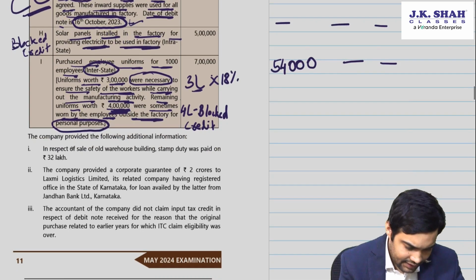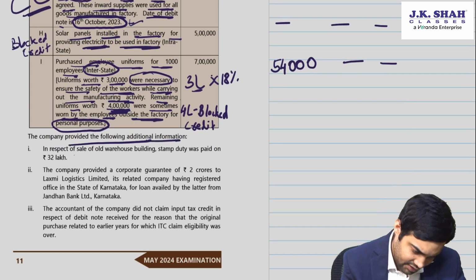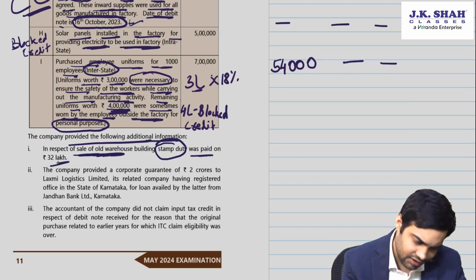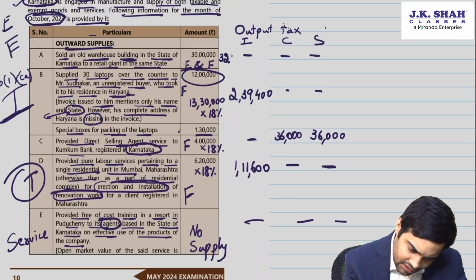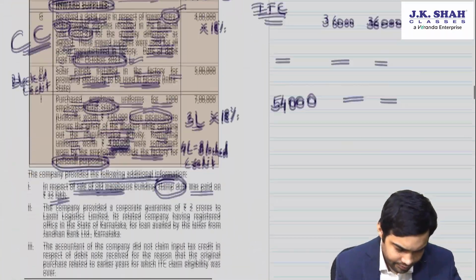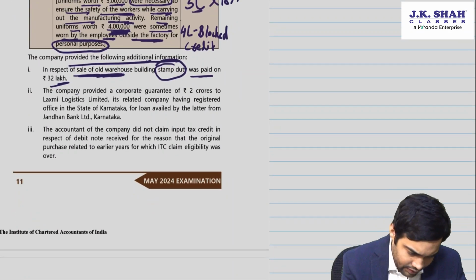Now let's see. The company provided the following additional information. Sale of old warehouse, stamp duty was paid on 32 lakh. So for the purpose of E and F, this will be 32 lakh.